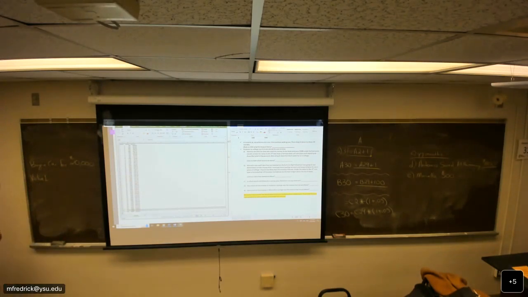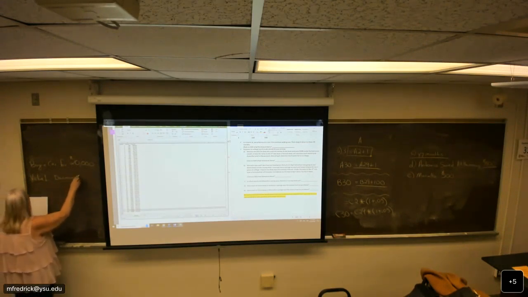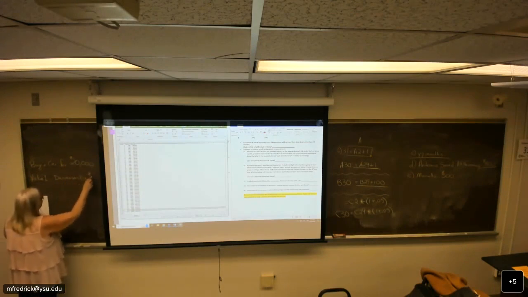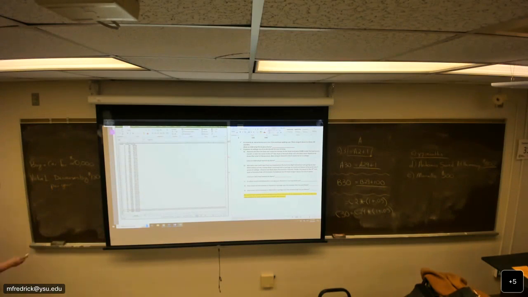Look at decrease. Buy a car for $20,000 and its value decreases by 1,800 per year. Linear or exponential? Linear, because it's decreasing by the same amount every year.